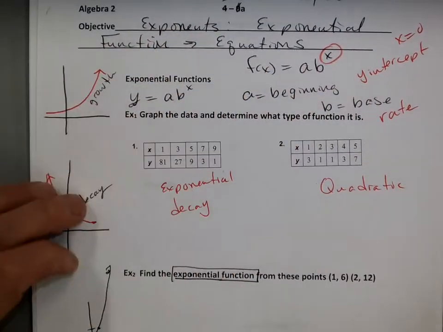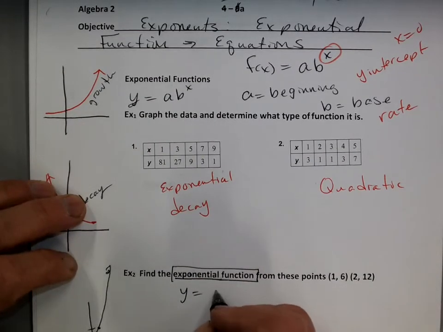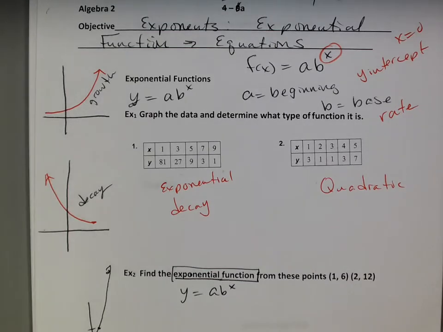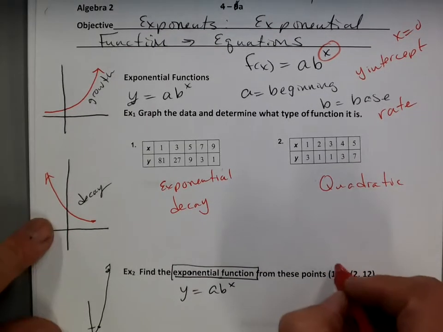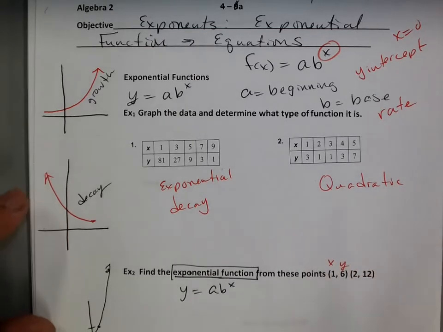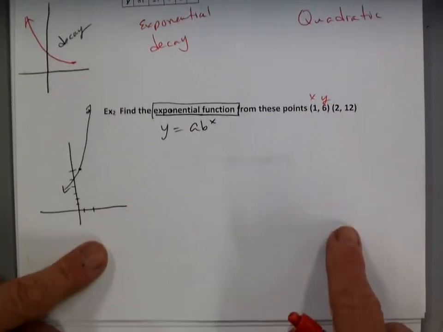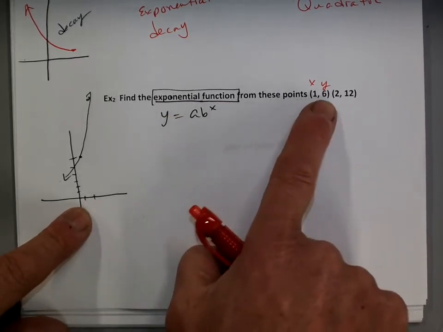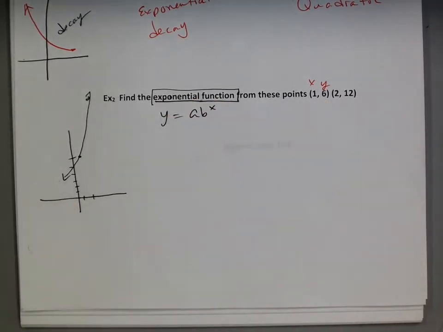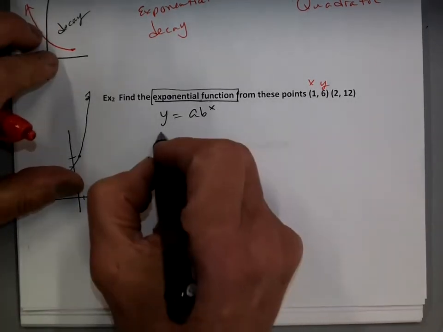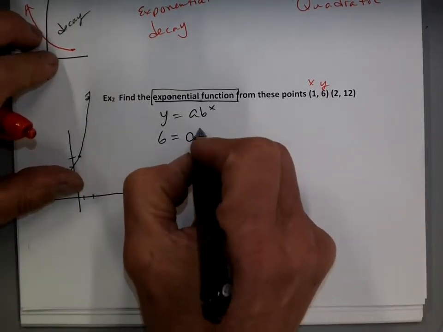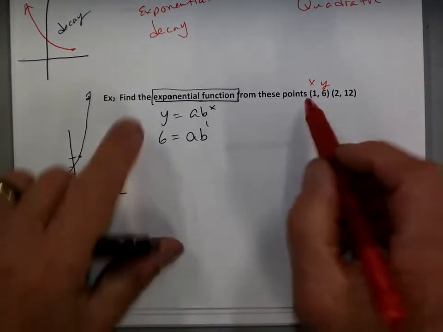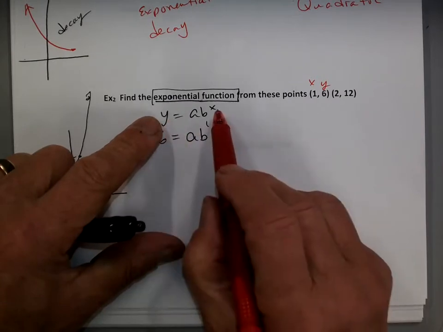Let's see. I think we've got an exponential function right up here. So let's write y equals a b to the x. Okay, this is how it works. I know you can do this. Watch. Every point has some x and y value. So if I take my 6 and put it in for y, and put my 1 in for x, let's see what we get. So I'm going to rewrite this as 6 equals a b to the 1 power. Okay, so I just merely put in my 6 for y and my 1 for x.